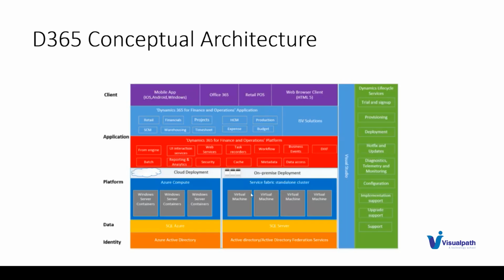But these things are not taken care of by Microsoft in the case of on-premise. For any customer going with the on-premise model, they have to take care of their own infrastructure. Microsoft gives the guidelines on the minimum required infrastructure you have to maintain, and maintaining it is completely the responsibility of the company or the customer. The other difference is that where F&O is hosted on the cloud, it uses the Azure SQL database, and where it is on-premise, it uses Microsoft SQL Server.